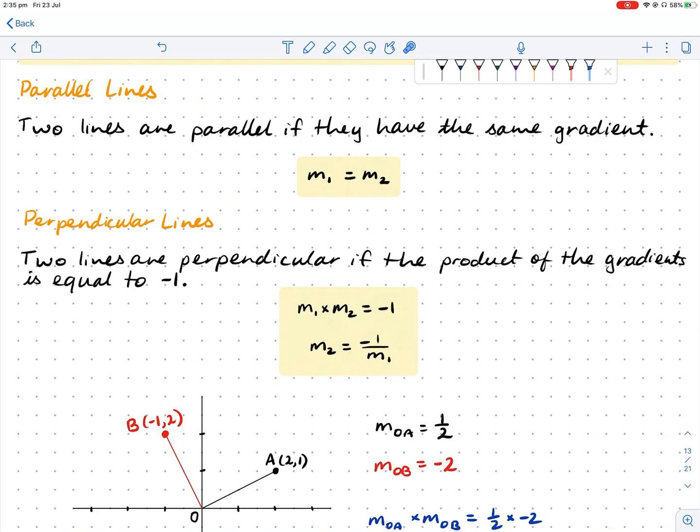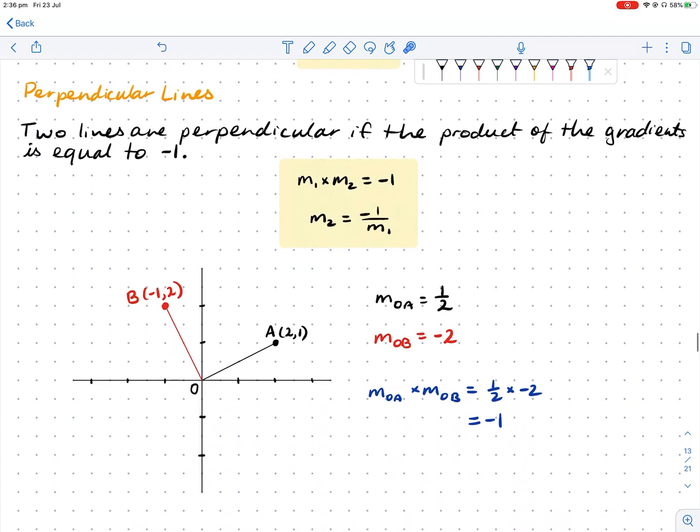Like I said, when we're looking at lines that are parallel, we know that two parallel lines are going in the same direction. If they're moving in the same direction, it means that they have the exact same gradient. So how we could write that is m1 equals m2. We're using the subscripts 1 and 2 to signify the gradient of the two different lines.